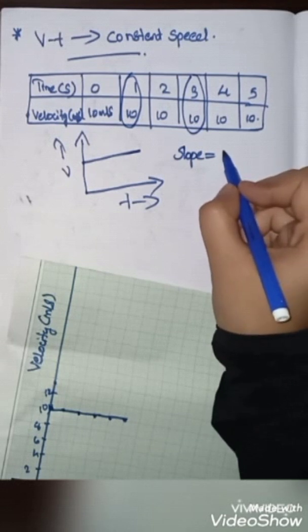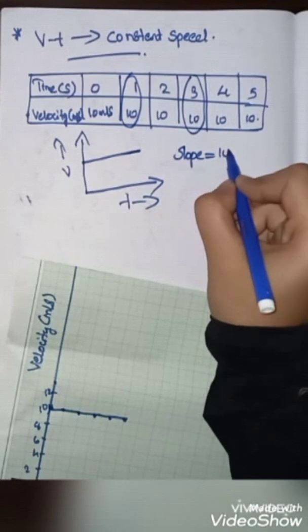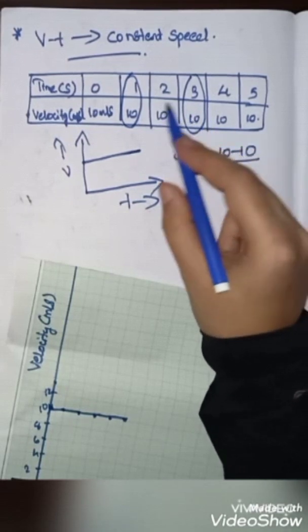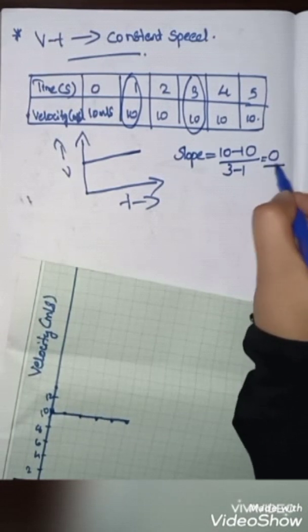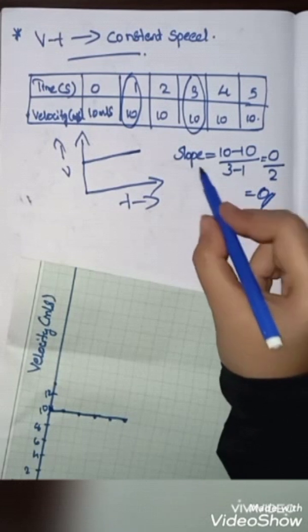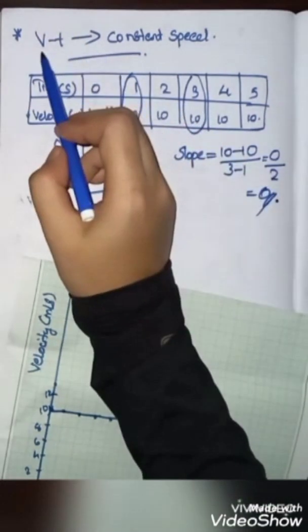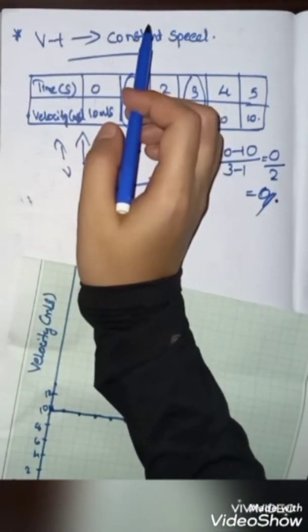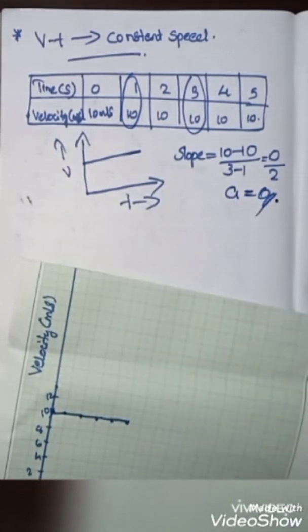We know acceleration is the change in velocity by time. First, 10 minus 10 by 3 minus 1. That is 10 minus 10, which is 0, by 2, that is equal to 0. So here the slope is equal to 0. We already said that the slope of the velocity time graph is the acceleration. So acceleration is equal to 0 here. Hope you understand that.